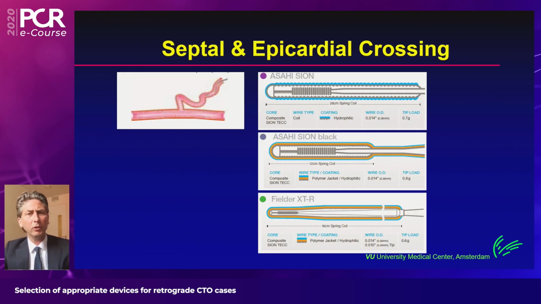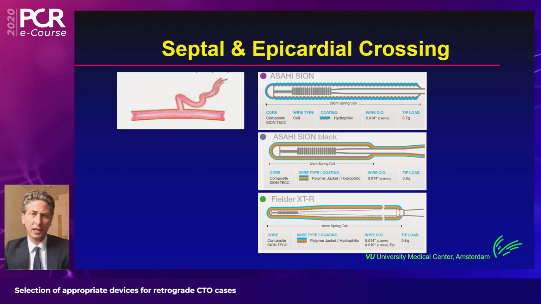So when you talk about the materials, and we'll go into more detail with the other speakers during this talk, I can say that you only need a few wires if you want to get retro, either with the septal or the epicardial crossing. My workhorse wire to get retro from the septal or for the epicardial is an Asahi Sion. If that fails, I'll switch up to a Sion Black, and if that fails, I'll go to a Fielder XTR.